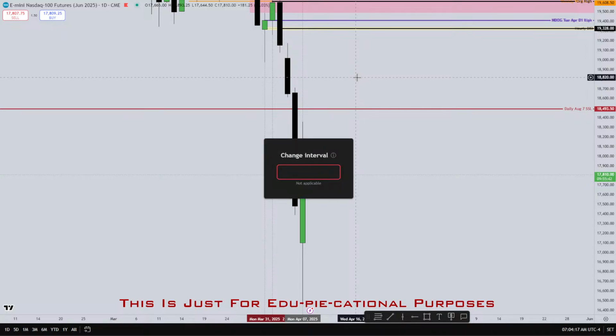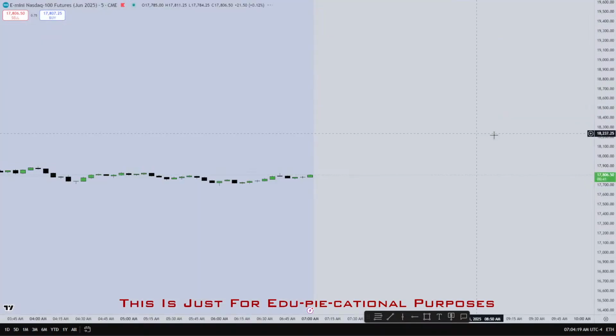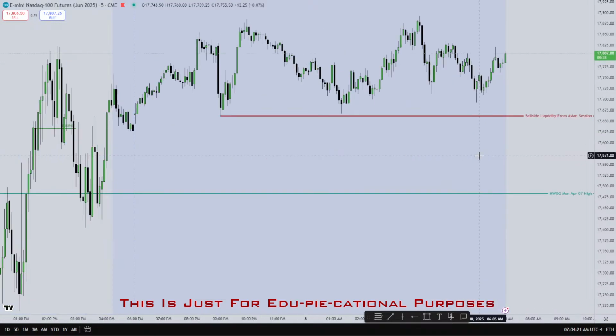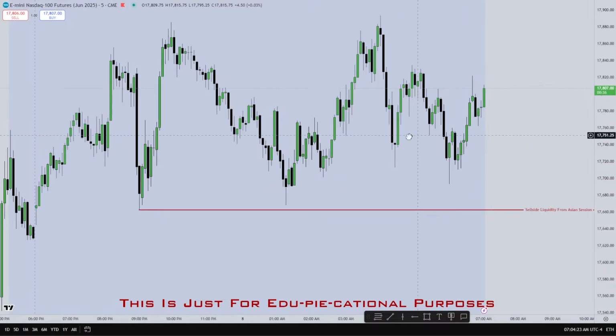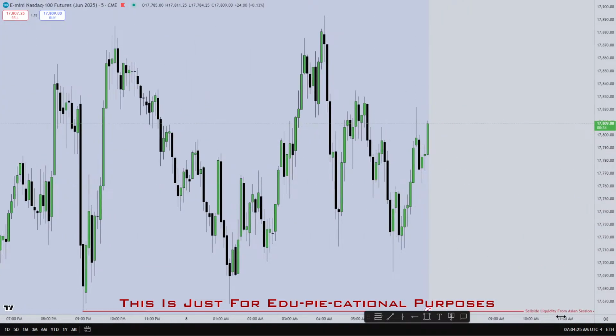Okay, going back to the 5-minute chart, as we mentioned the sell side liquidity from the Asian session, the buy side is already purged from here. Just a moment.